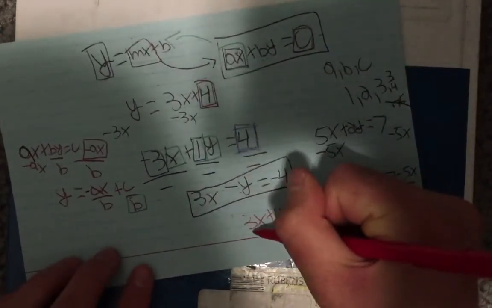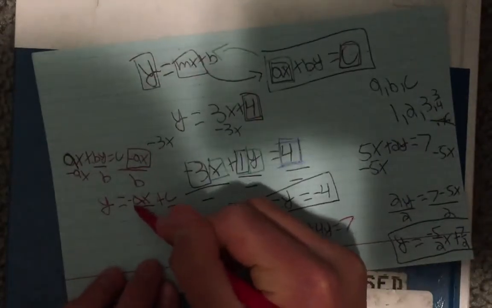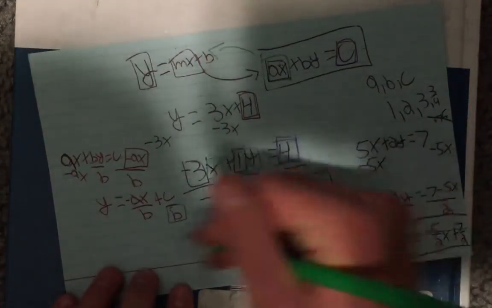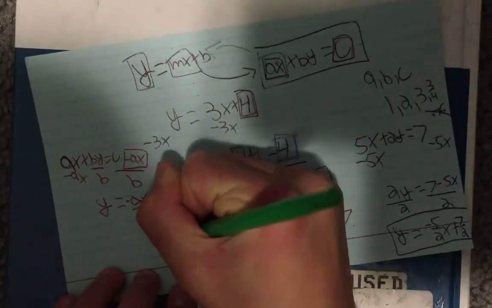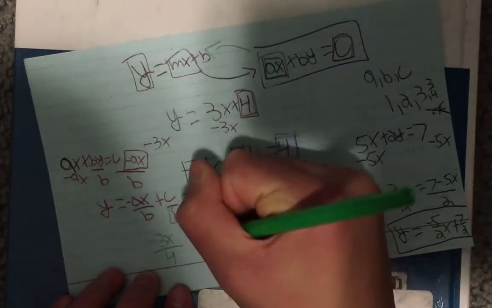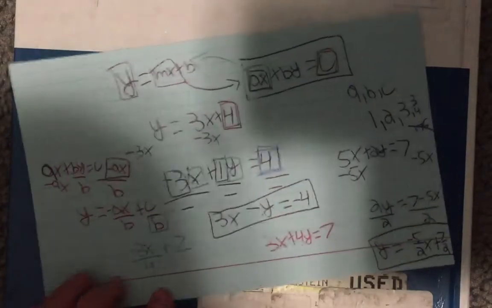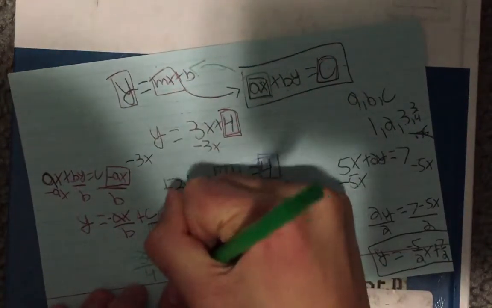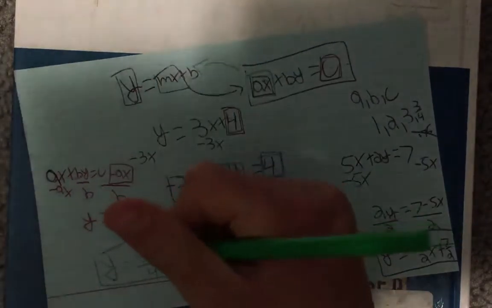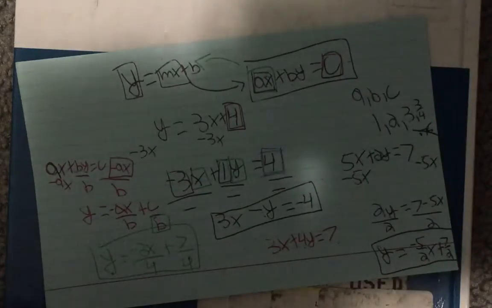So, a is 3, b is 4, and c is 7. Let's just plug this in right here. In order to plug it in, 3 is a, so negative 3x over b, which is 4, plus c, 7, over b, which is 4, over 4 equals y. That would be the slope-intercept equation of the standard form equation.